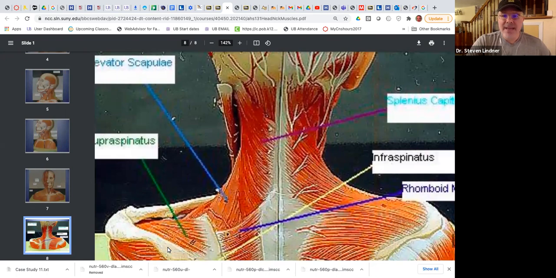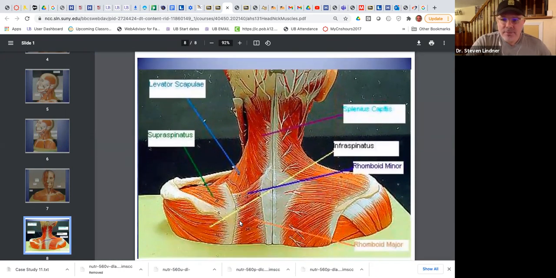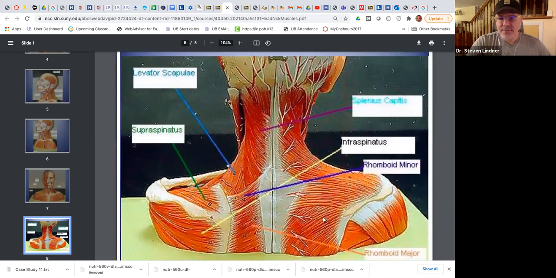Let's look at the back side. Now, I want you to focus on the right side first. Now, there's a large muscle here called the trapezius muscle. So here, these are the upper fibers of the traps. Here are the middle fibers of the traps. Look at the direction of the fibers. And then here down below are the lower fibers. You have upper fibers, lower fibers, and middle fibers of the trapezius muscle.